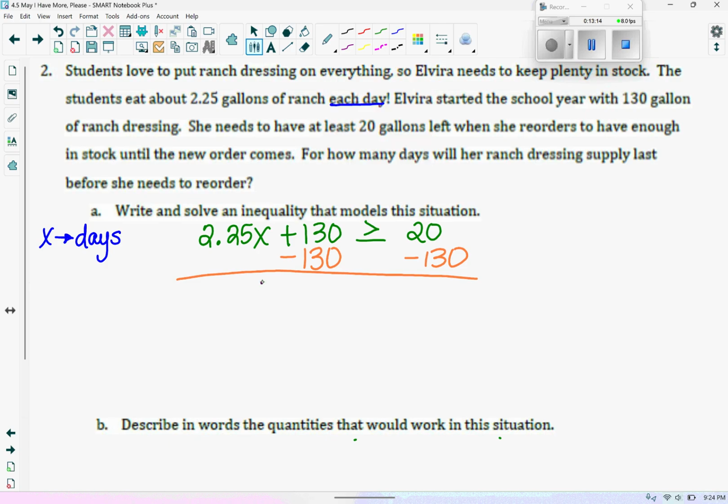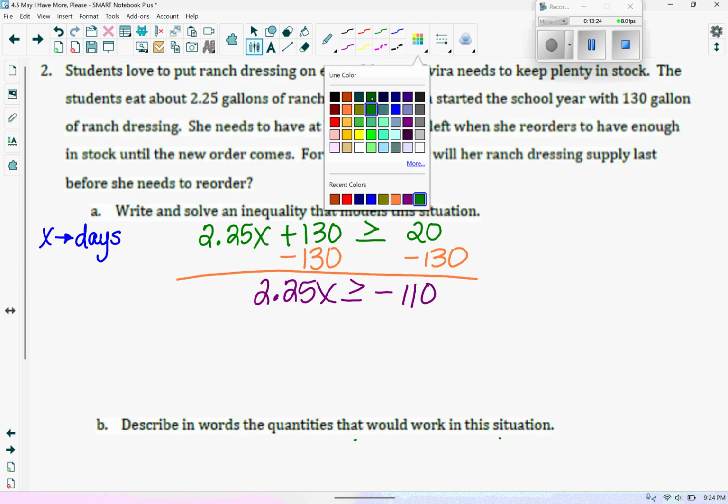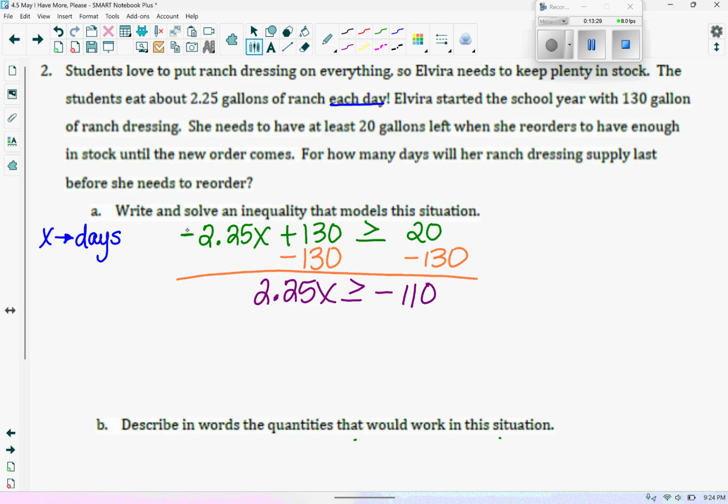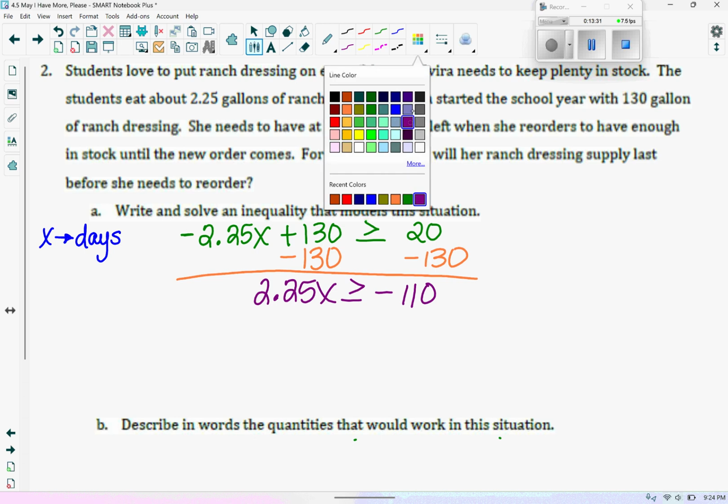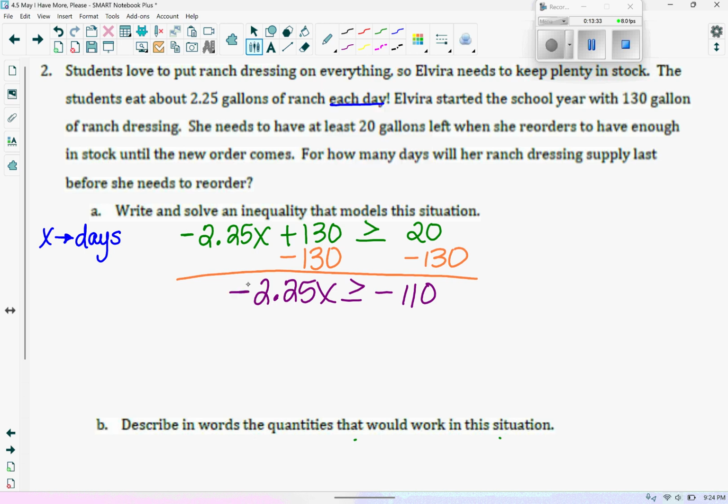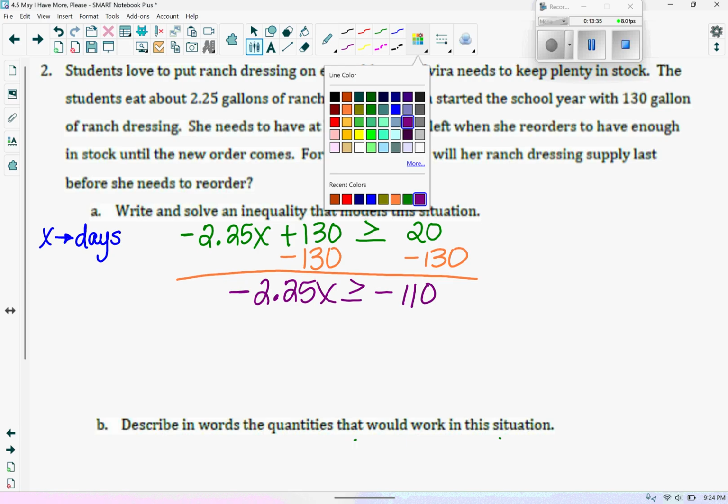All right, and we get 2.25x is greater than or equal to negative 110. And I just realized what I forgot up here. It says that they're eating 2.25, so that should be negative. Apologies there. Totally forgot that. So negative. I bet some of you already caught that, and you're giggling to yourself. I would be too if I were you.